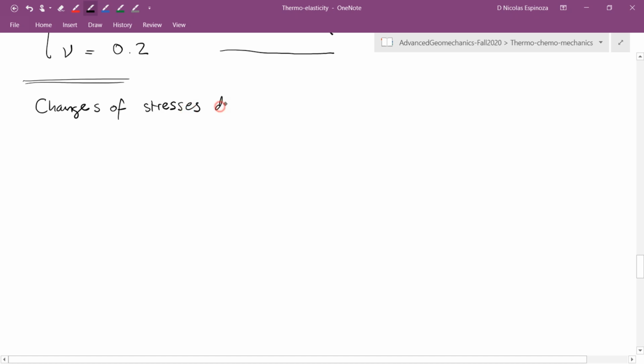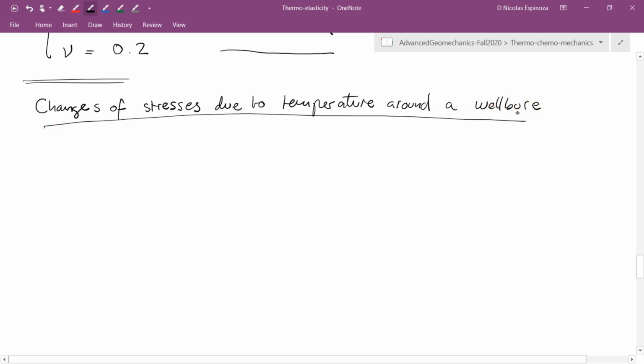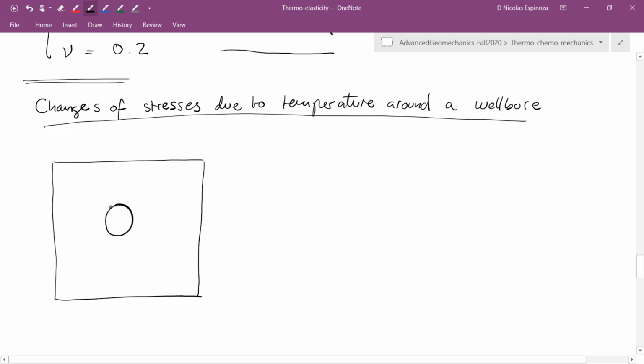Changes of stresses due to temperature around the wellbore. Okay, so in this case, what we want to solve is what is going to be the change of stress around a wellbore. Oh, let me put this closer to the center.